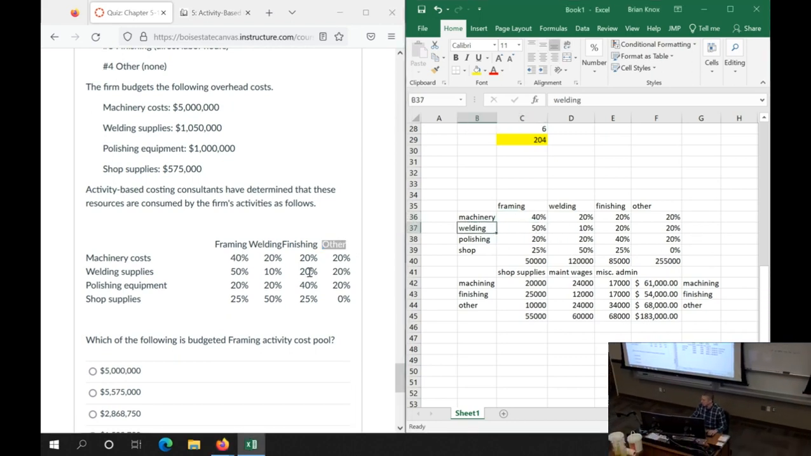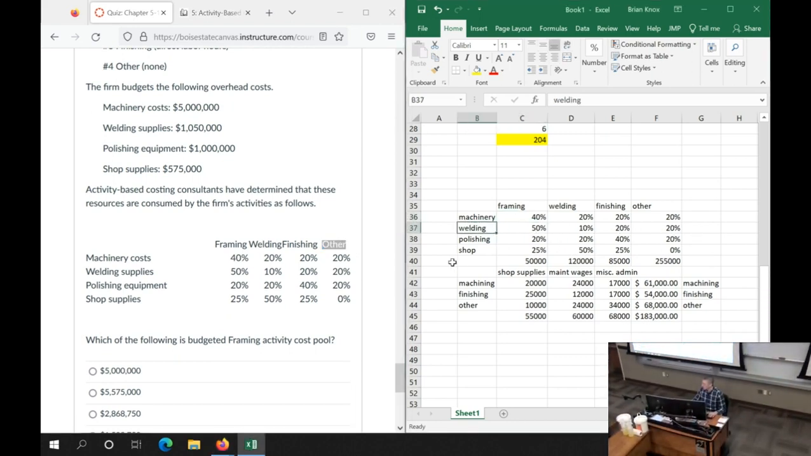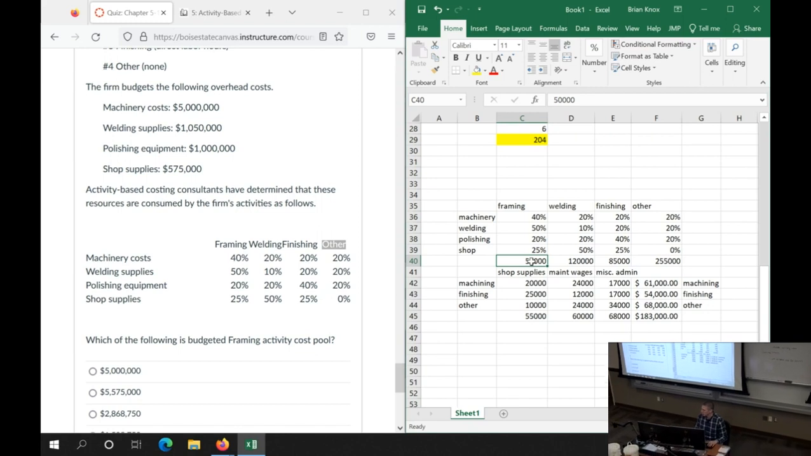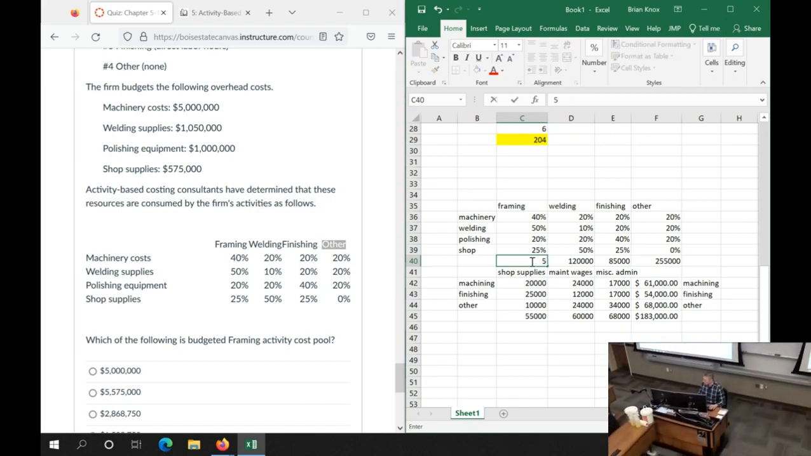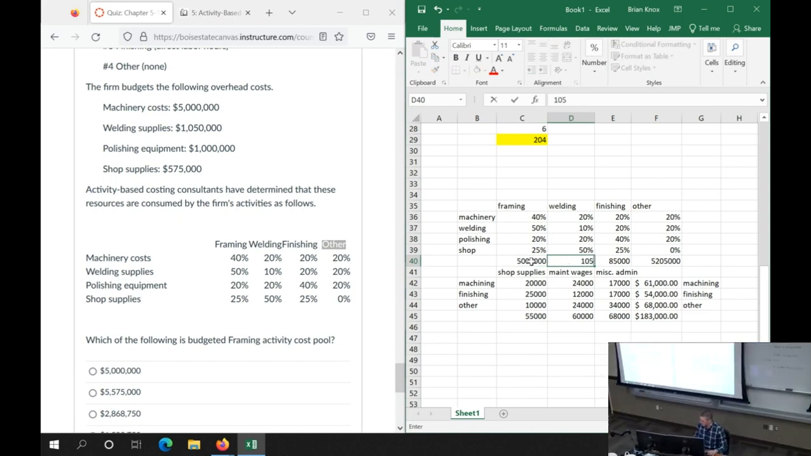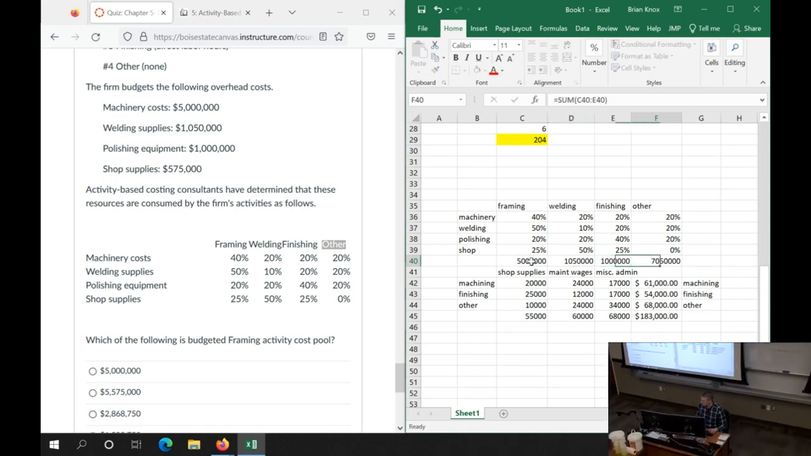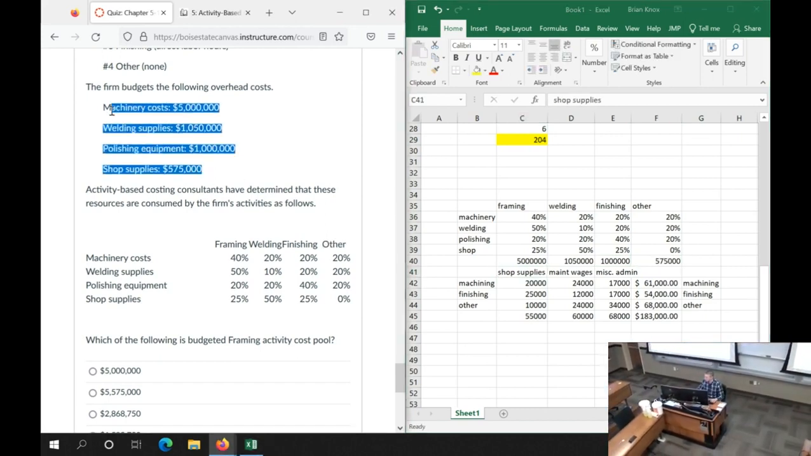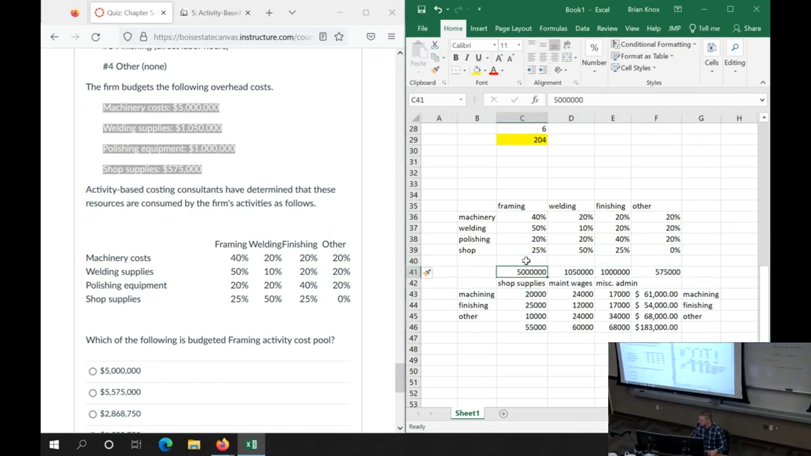Welding, likewise, I got all the numbers the same: 50, 10, 20, 20, 20, 20, 40, 20 here, 25, 50, 25, 0. Okay, and now I need to copy over these right here. So I'm just copying those over. I'm going to give myself some space.